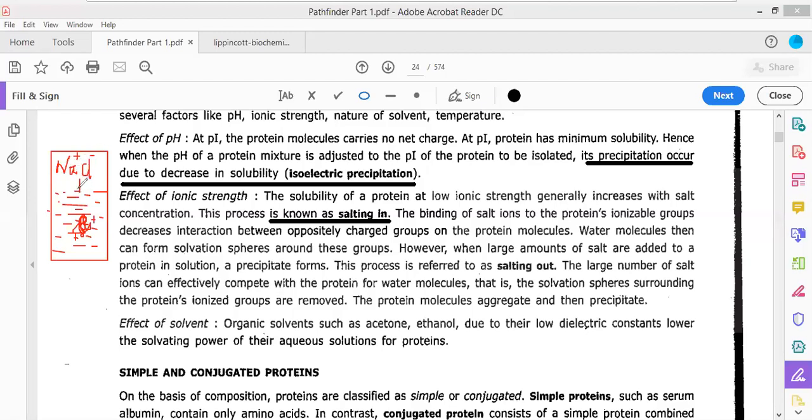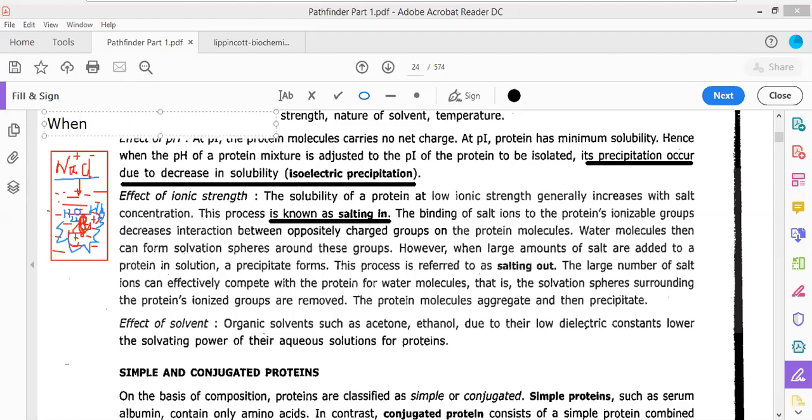When NaCl is dissolved in water, both these charged ions will shield the charge present over the protein molecules. As they shield the charge, water molecules will now begin to make a solvation sphere around this protein, H2O. This water is going to make a solvation sphere around this protein molecule and dissolve it. This phenomenon is called salting in, but it only takes place when NaCl is present in less amount.